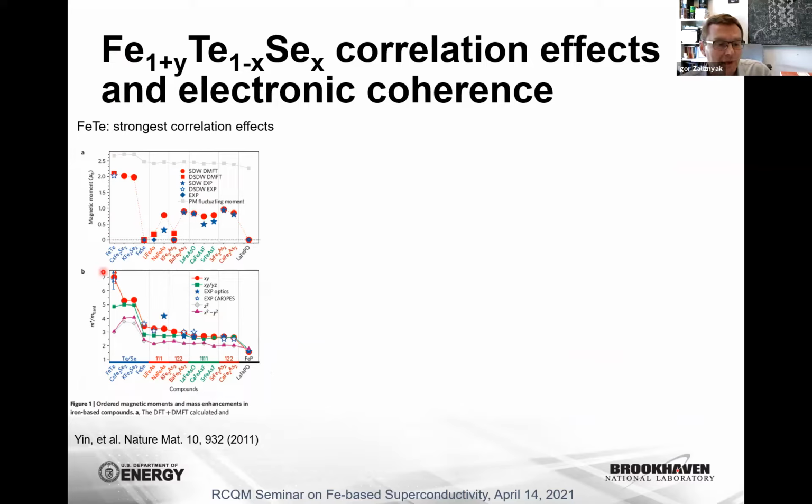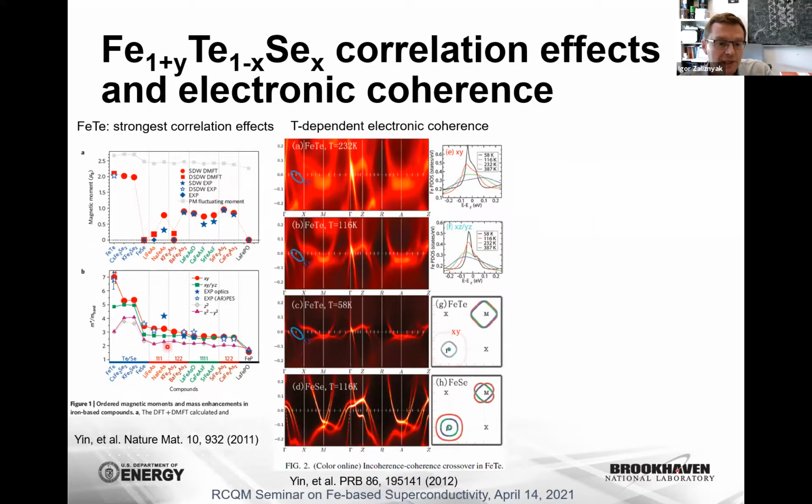Which by Gabi Kotliar's group show that indeed iron telluride is the most strongly correlated among all iron-based superconductors family, which leads to substantial renormalization of bandwidth or effective mass. But more importantly, it leads to a substantial decoherence, which can develop upon rising temperature to reasonably low values.